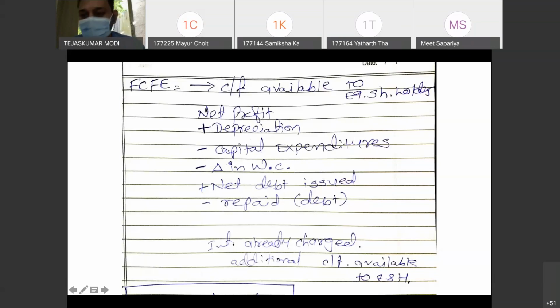Sir, what is the difference between both of them? What is their importance and significance of calculating both? Okay, yes, please ask the question. Let me tell you one thing.